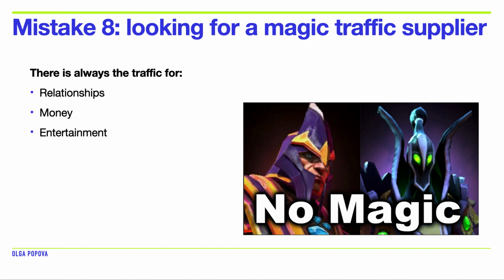So here I put the 3 spheres for which the traffic always exists: relationships and sex, adult, dating and others. Money, everything connected, gaming, money, casino, betting, and entertainment. Also a lot of things exist here. So for these 3 spheres, it is the simplest way to find traffic. Okay, some people say that I don't want to work with these spheres because I'm smarter, I'm deeper, I want other things. You can work with other things, but it will be a little bit more complicated.